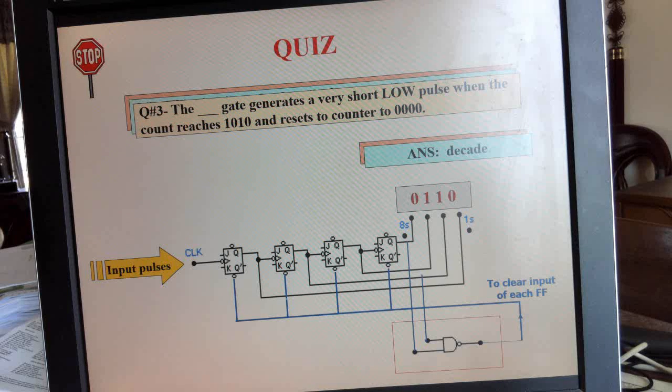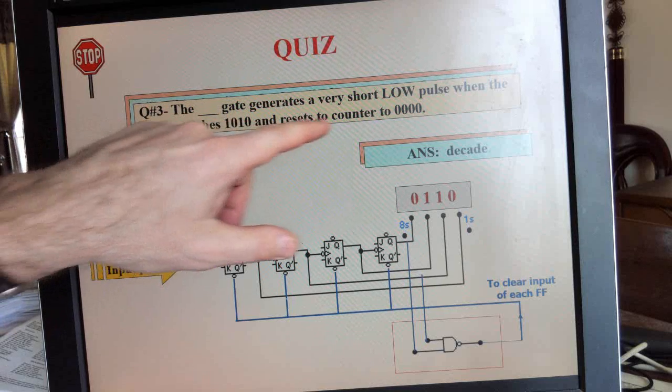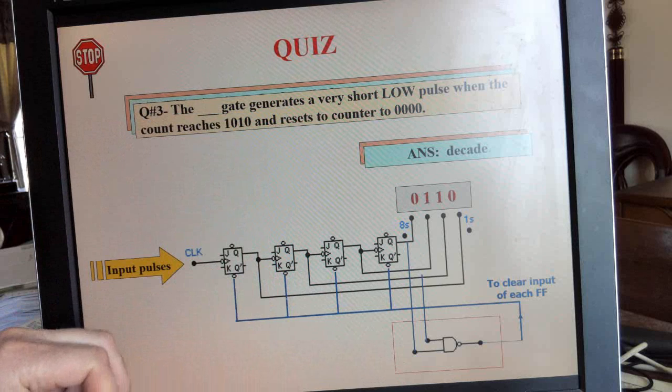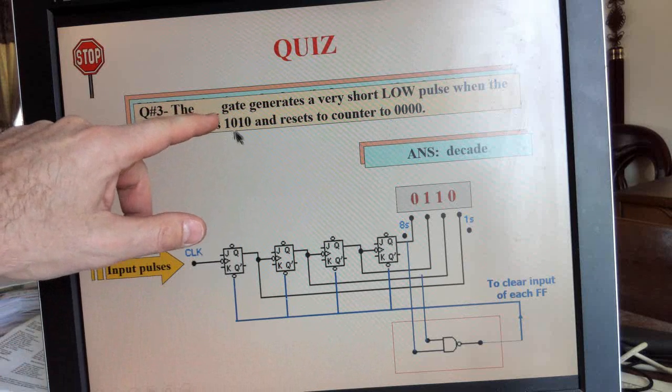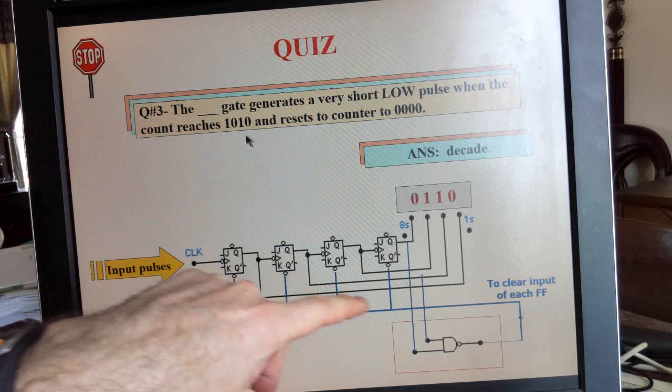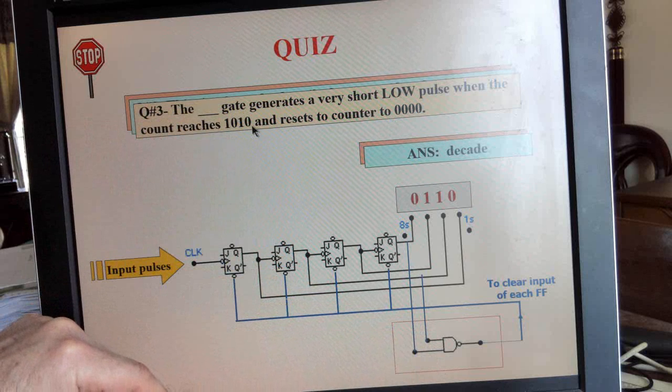The gate generates a very low pulse when the count reaches 1, 0, 1, 0 and resets the counter to 0, 0, 0. The blank gate generates. Okay, so obviously the NAND gate here we're talking about, right?